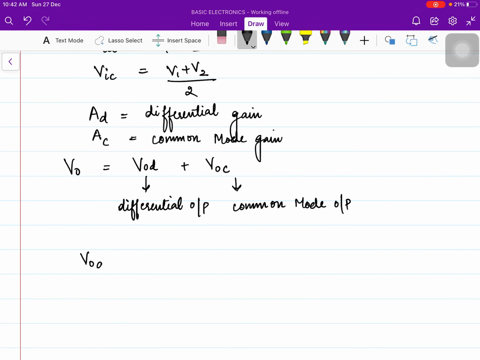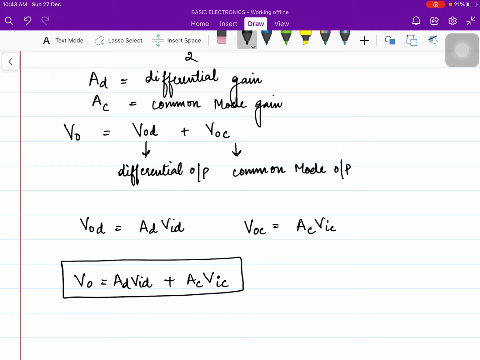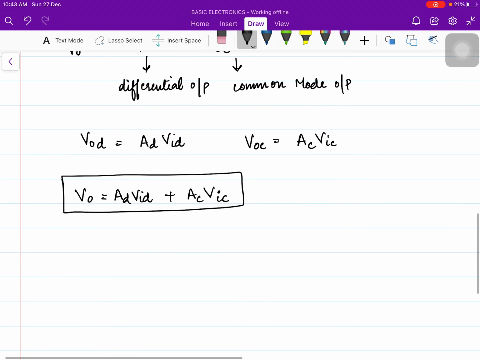So what is VOD? VOD is AD into VID and VOC is AC into VIC. So if we write V0, it will be AD into VID plus AC into VIC. Always remember this formula. If you are asked to calculate, you must know how to calculate the differential output individually and the common mode output individually. You must understand everything. Now let us write a numerical on it.